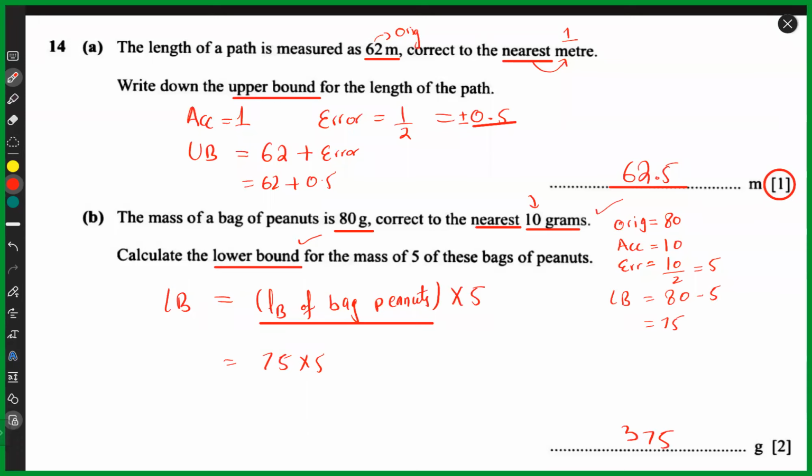You were supposed to find out the lower bound of something that you were multiplying with a constant. So constant would remain constant. I cannot find the lower bound of 5, it's just the number. So it would remain 5, but we can find the lower bound of the bag of peanuts, and the original measurement was 80. The error was 5. So I was just supposed to do 80 minus 5. That gave me 75. So 75 multiplied by 5 would give me 375. And this is the lower bound for the mass of 5 of these bags of peanuts.